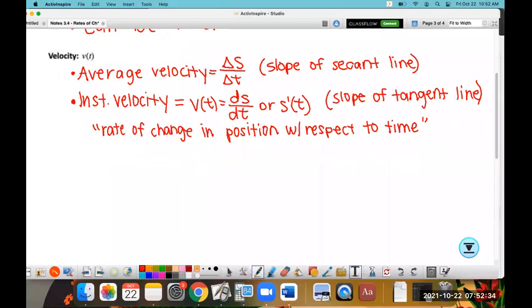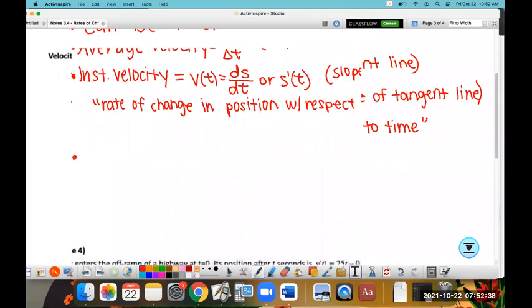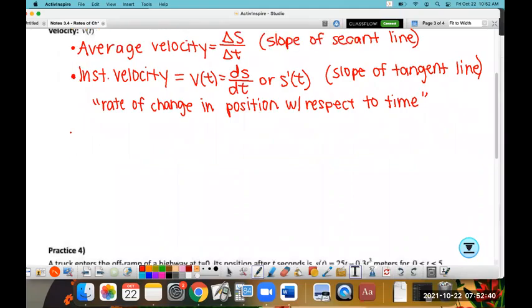Okay. If your velocity is positive, that means that you or the object is moving forward. If the velocity is negative, the object is moving backwards.